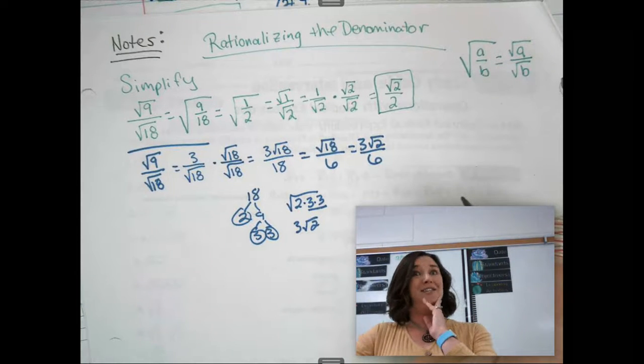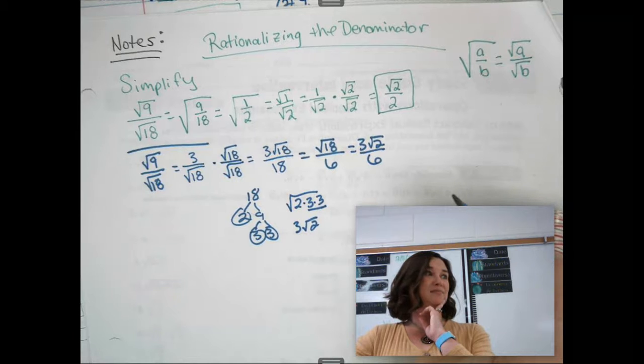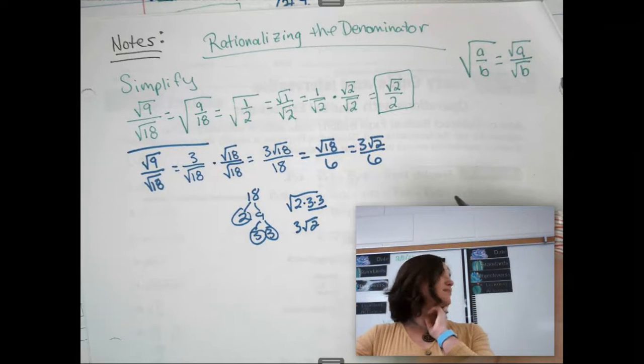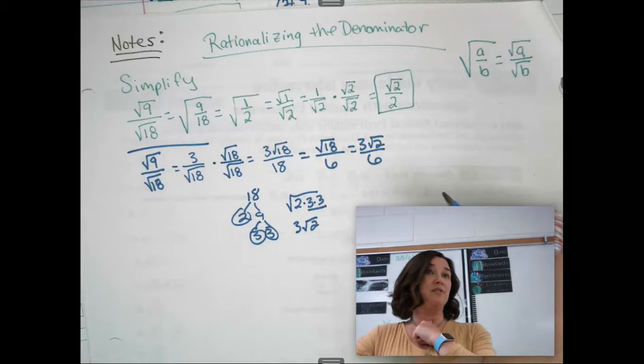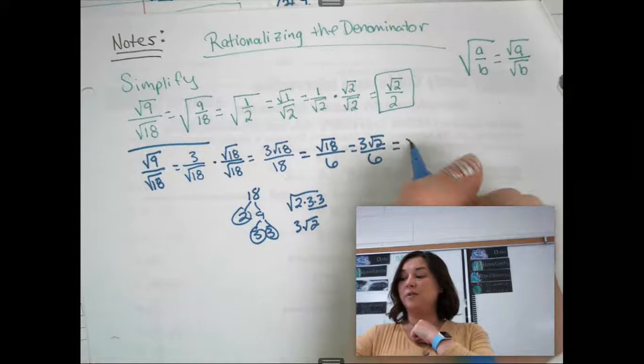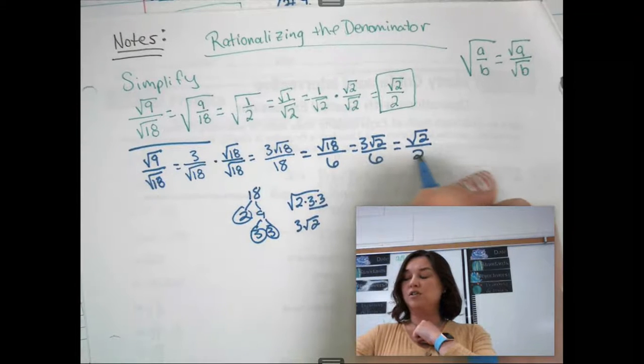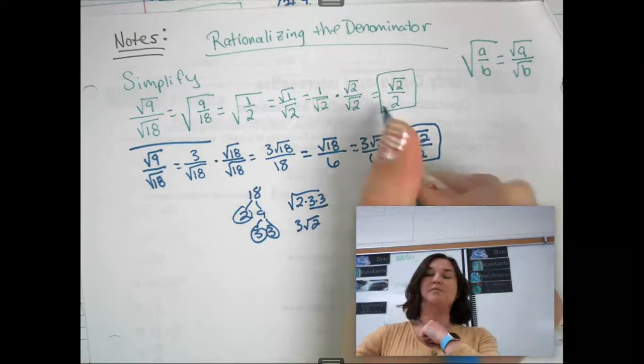Why is that not my answer? Because 3/6 can be reduced or simplified to 1/2, right? 3 over 6 is the same thing as 1/2. So that would be 1 over, isn't that the same answer we got up top?